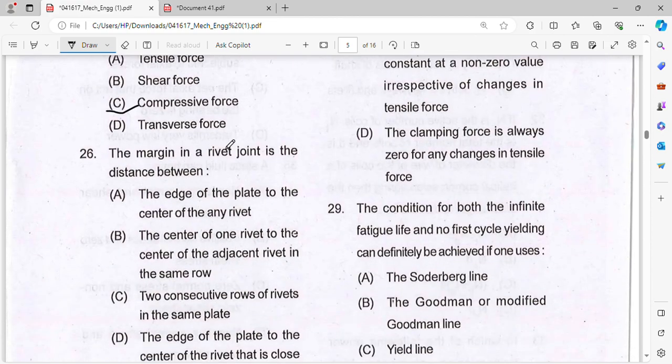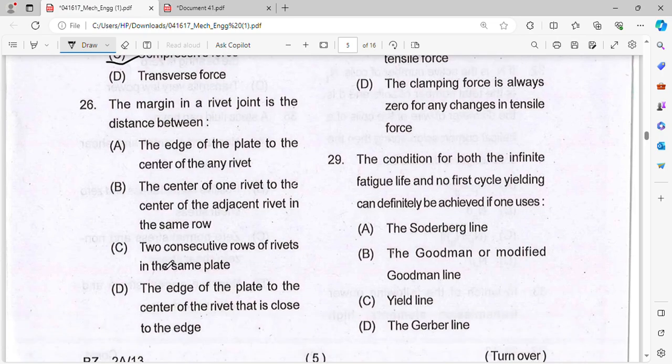In question number 26, the margin in a rivet joint is the distance between: option A, the edge of the plate to the center of any rivet; option B, the center of any rivet to the center of the adjacent rivet in the same row; option C, two consecutive rows of rivets in the same plane; option D, the edge of the plate to the center of the rivet that is close to the edge. So option D is the correct answer. The margin is the edge of the plate to the center of the rivet closest to the edge. That is the more accurate answer. So question number 26, option D is the correct answer.